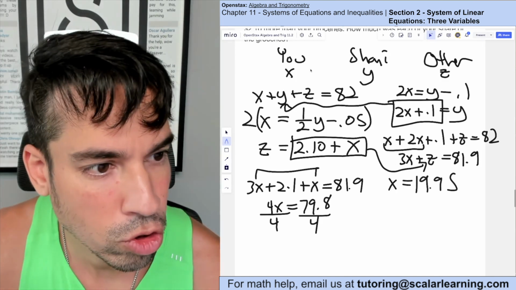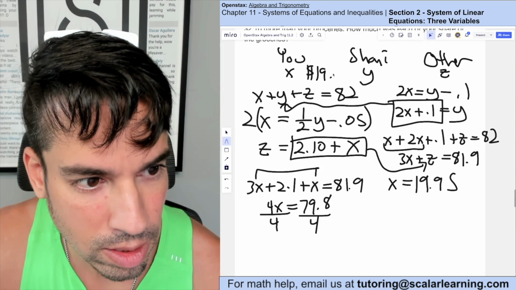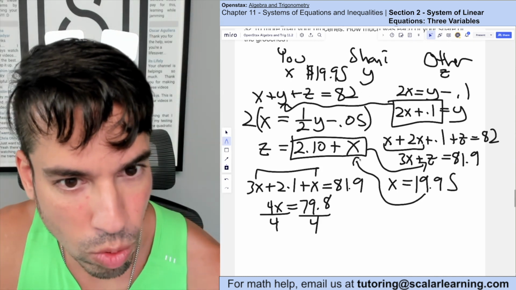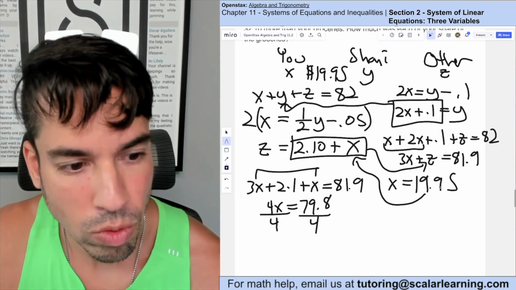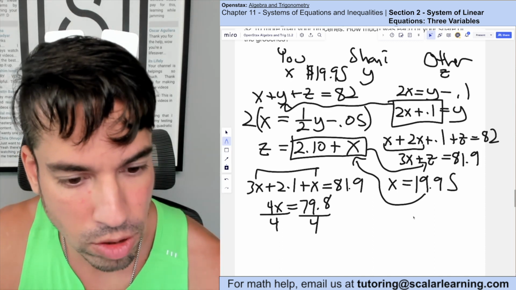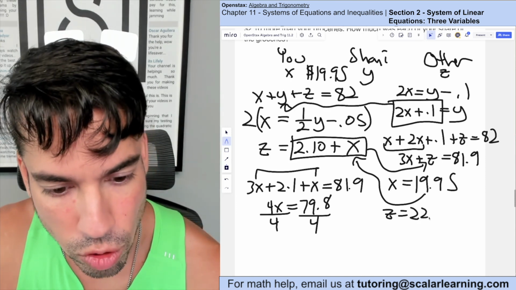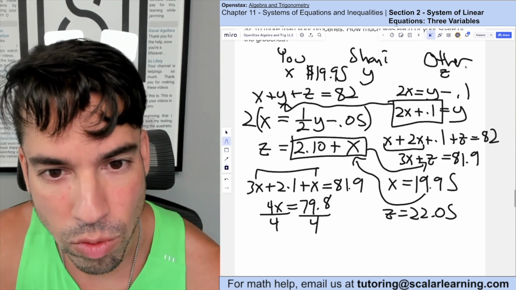So that means your groceries are 19.95. Now we can take this value and plug it straight back into this equation to get the other roommate's cost. So 19.95 plus 2.10 is going to be 22.05. So z equals 22.05. That's the other roommate up here.